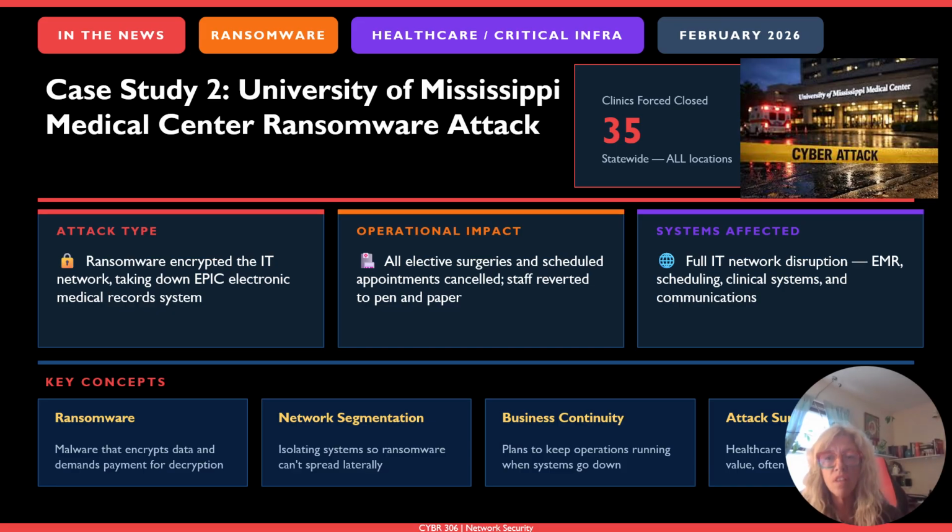It traveled through the network layers below it, and this is why securing layers 1 through 4, your physical network, your data links, your routing, your transport, is foundational to protecting the applications above. Staff had to go back to pen and paper in a modern hospital. That's not just inconvenient. It introduces risks of medication errors, missed allergies, and delayed diagnosis.